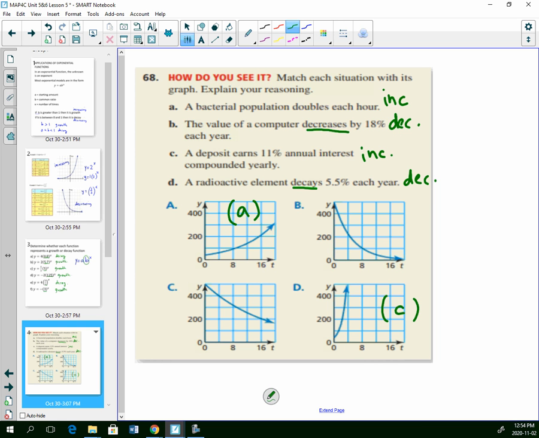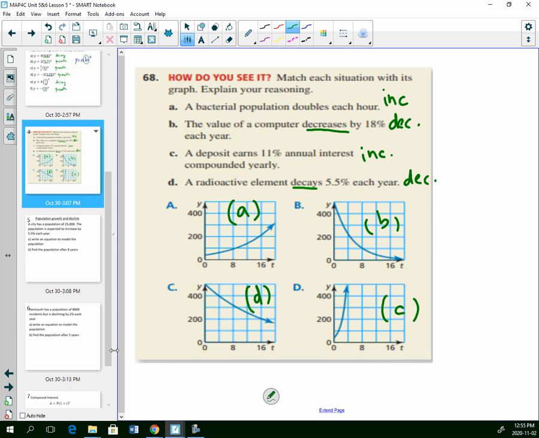Okay, B and D. So B decreases by 18% and D decreases by 5.5%. So B decreases more, right? 18% is a steeper decrease than 5.5. So I would say this is graph B and this is graph for situation D. So the first thing you want to do is distinguish which ones go up, which ones go down, and then look at the steepness of the graphs and see which one is changing the most.